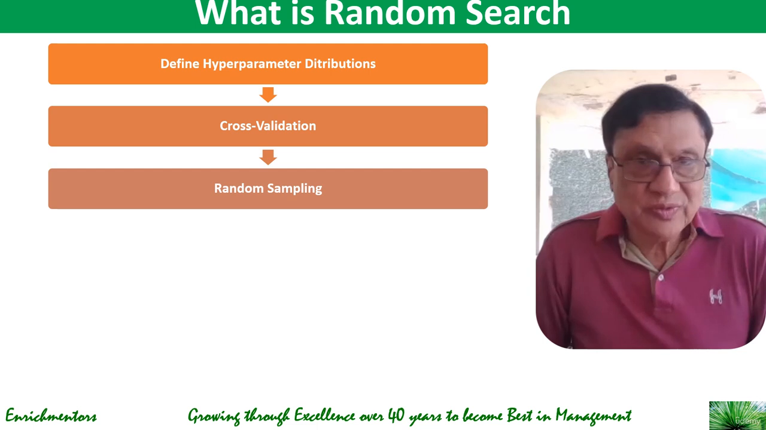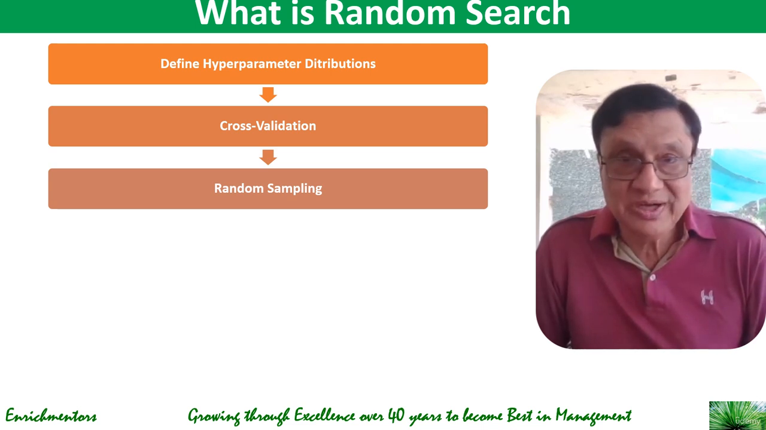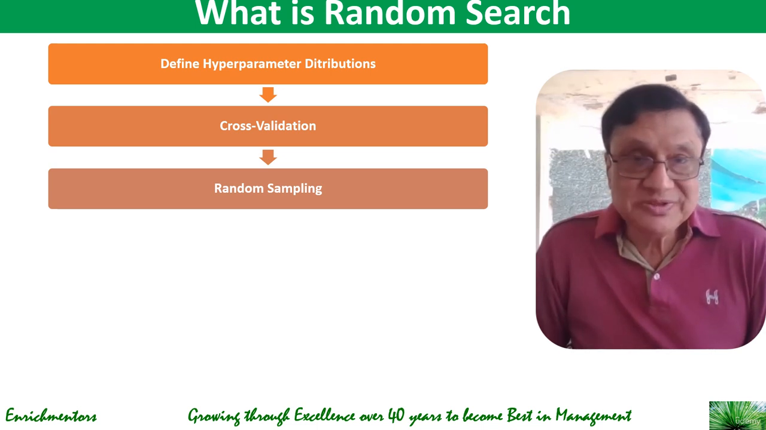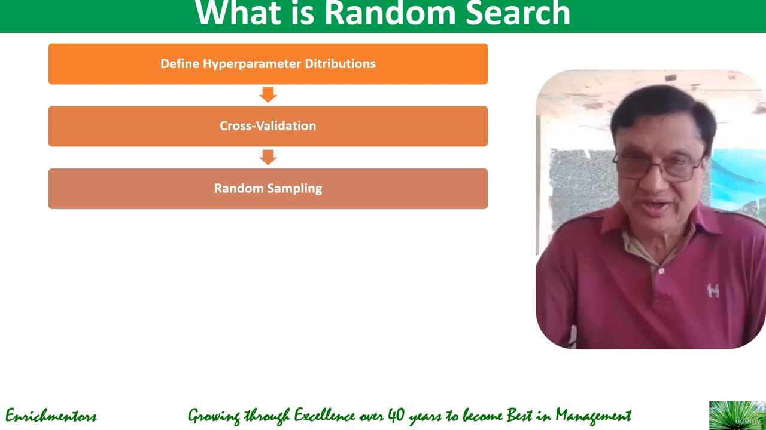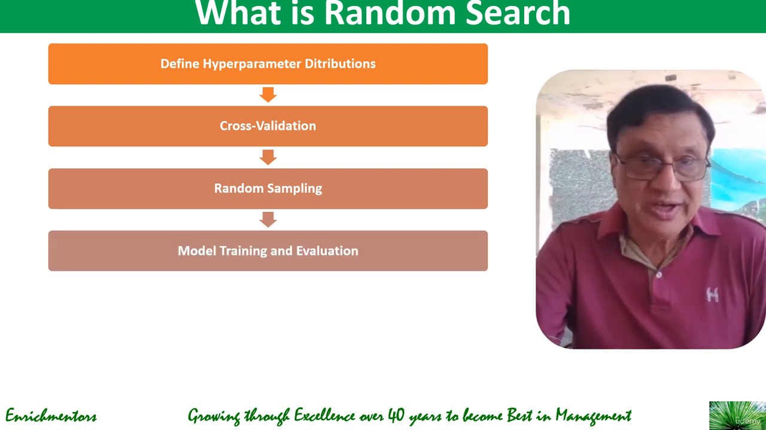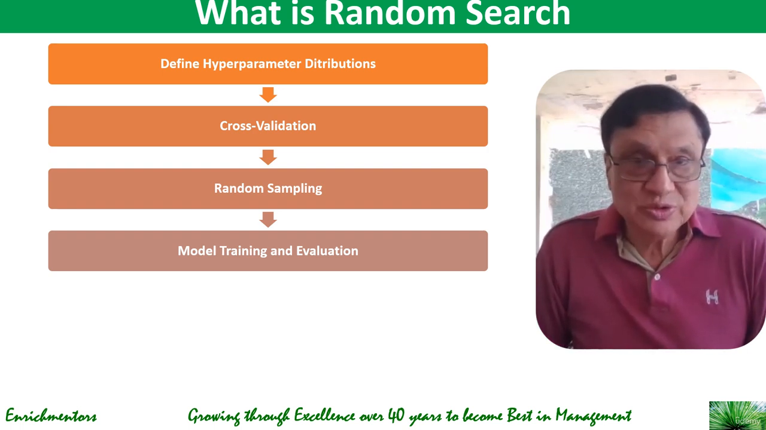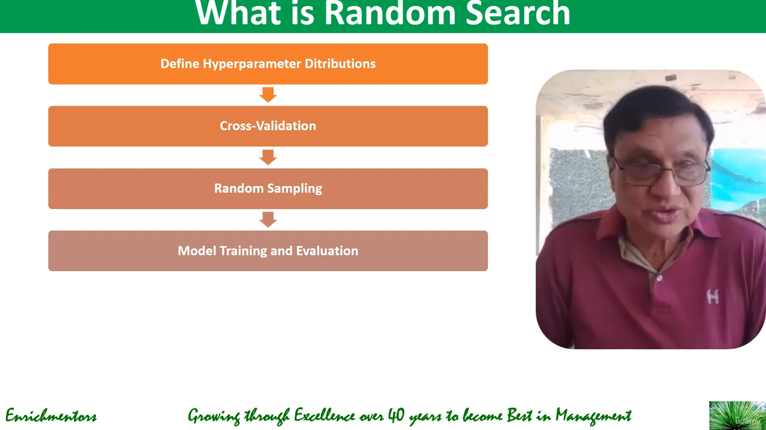For a specified number of iterations or until the stopping criteria is met, you sample the hyperparameter values from a predefined distribution for each hyperparameter. This random sampling process generates a random combination of hyperparameters for each iteration, and it's a very useful process. Then you train the model using the sampled hyperparameter values on the training data, evaluate the model's performance using the validation data, and record the evaluation metrics like accuracy, F1 score, etc.